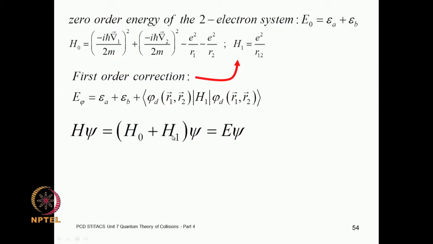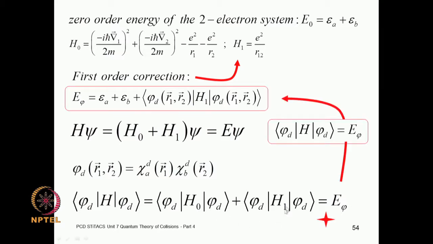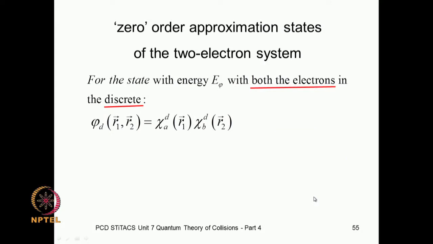So now the perturbation H1, and E phi will give you the energy correction due to the electron-electron interaction if both the electrons are in the discrete. So this is the possibility we have considered over here. So E phi is the correction, and H0 is nothing but the sum of the two energies that we got earlier, and H1 comes from this correction over here. So this is what gives you the E phi, which goes into the correction. So this is when both the electrons are in the discrete.